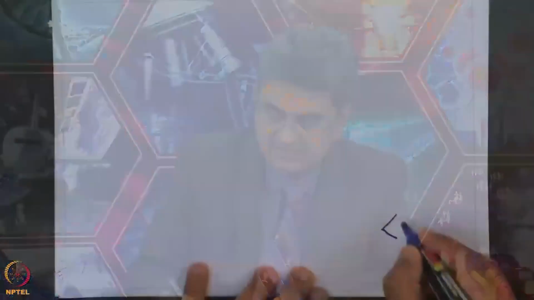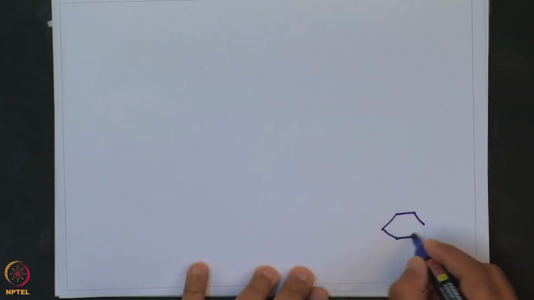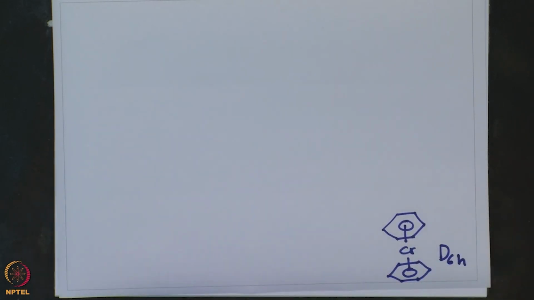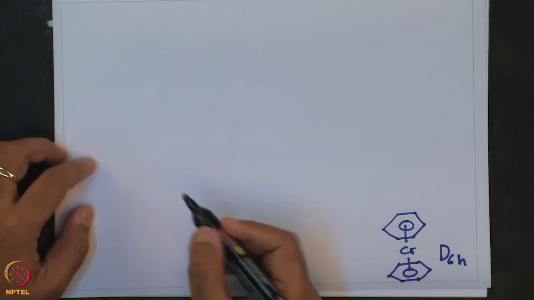construction of the molecular orbital correlation diagram, and this is done for the eclipsed conformation of the bis-benzene chromium complex as an example case study. The symmetry is D6h, and we are going to construct this molecular orbital diagram.